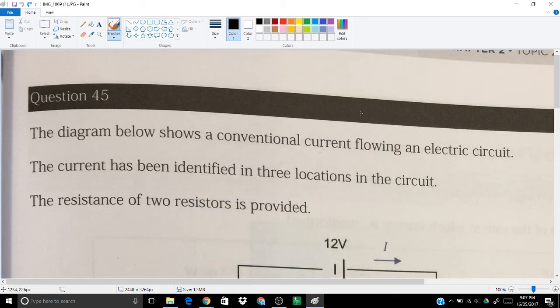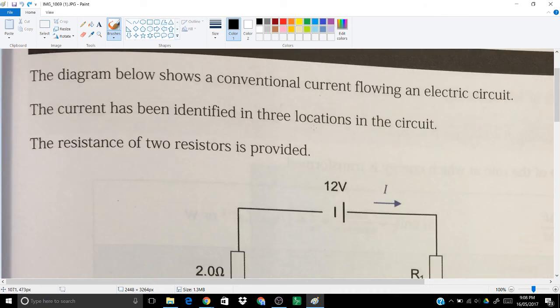Okay, we are going to have an attempt at question 45 from the Stage 1 physics textbook. This is a question on ohmic circuits. The diagram below shows a conventional current flowing through an electric circuit. The current has been identified in three locations in the circuit.